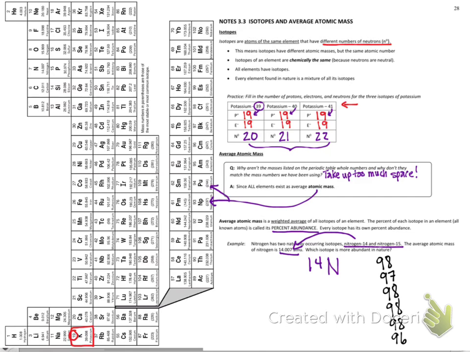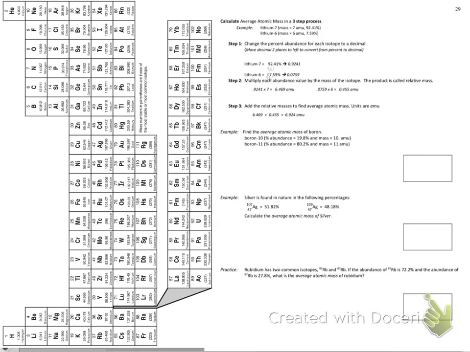Well, in this case, the one that's going to be most commonly found is going to be 98. And so that means that our weighted average will be closer to this and not necessarily this or this. So how do we calculate average atomic mass? In chemistry, you want to follow steps. Make sure you have your periodic table of elements and a calculator. We're going to do 3 different steps.